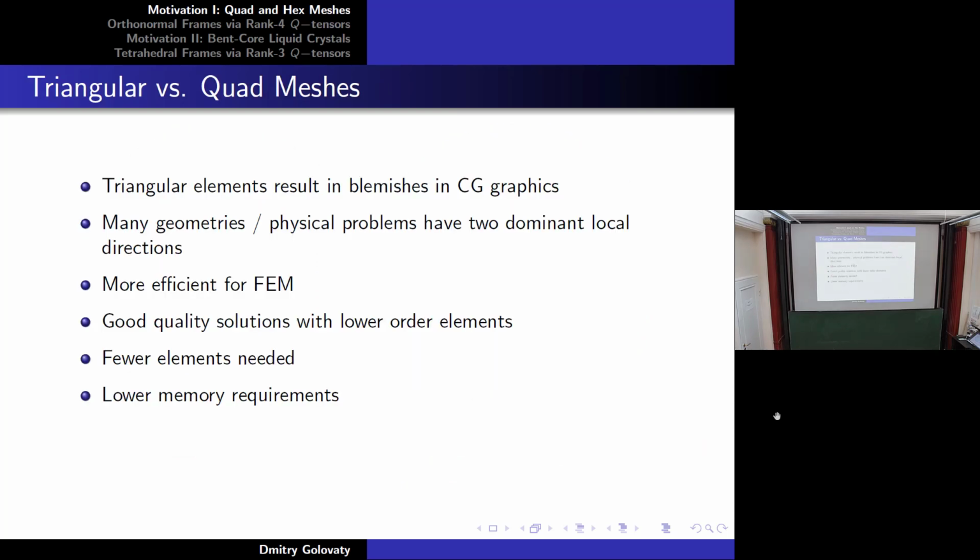But on the other hand, the quadrilateral mesh is more difficult to produce, but it is more desirable for a variety of reasons that I'm not going to discuss. So you want to produce quadrilateral mesh, but it's easy to produce a triangular mesh.